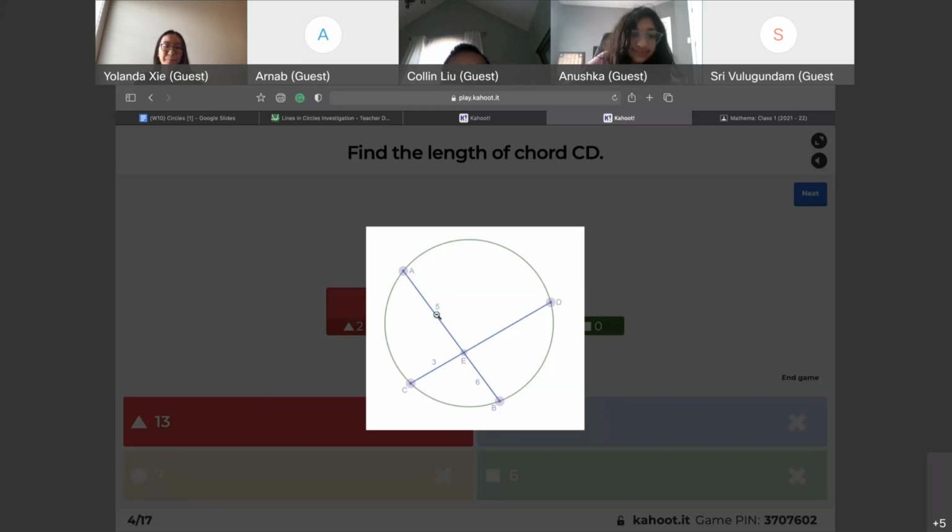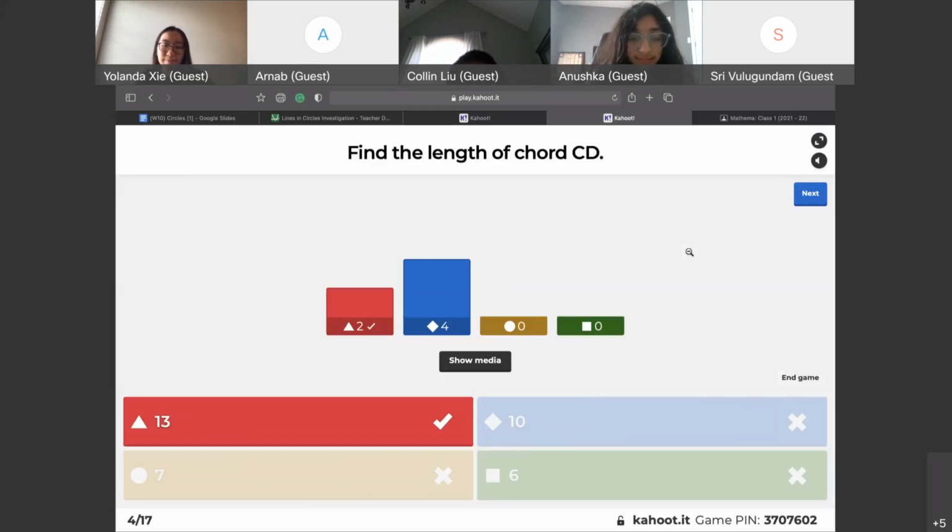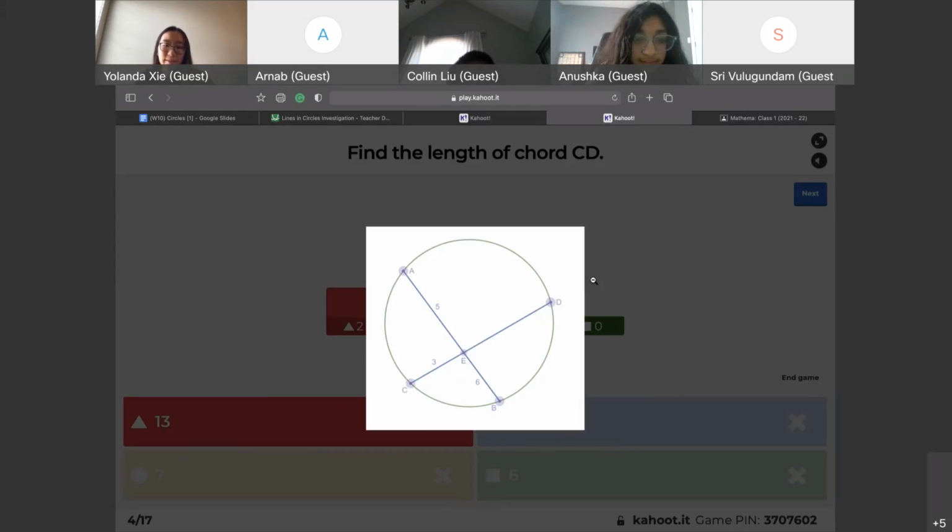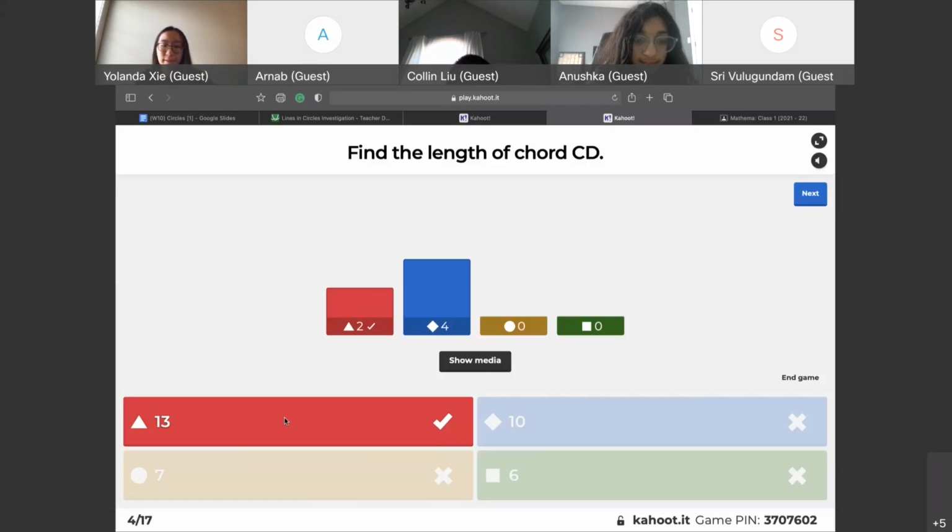Okay. So to do this problem, it's the first formula that we saw on slide 9, if you remember that. So 5 times 6 equals 3 times ED. So 30 equals 3 times ED. ED is 10, but as many of you know, the question's not asking for ED, it's asking for CD. So 3 plus 10 is 13.